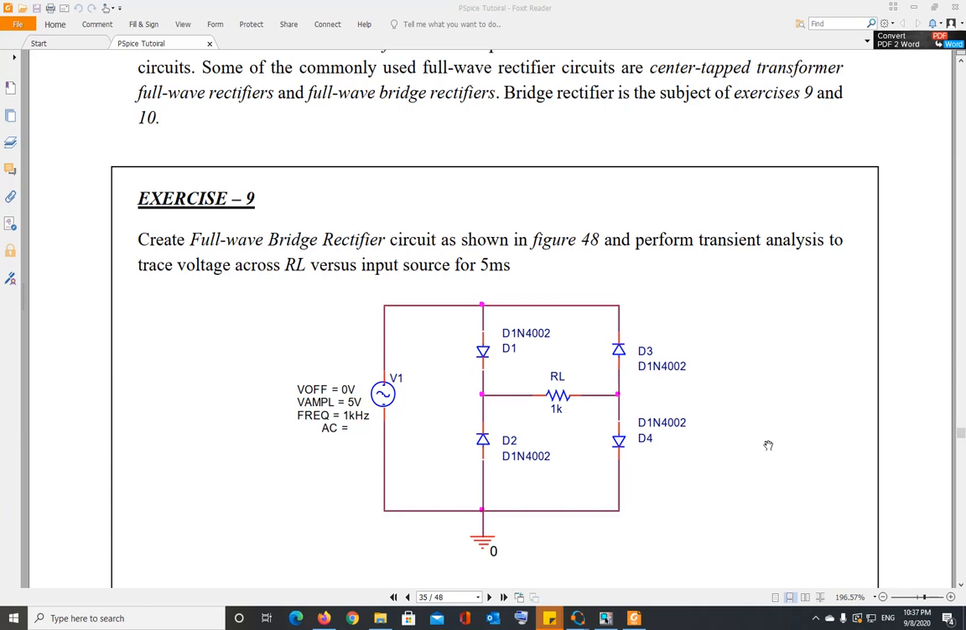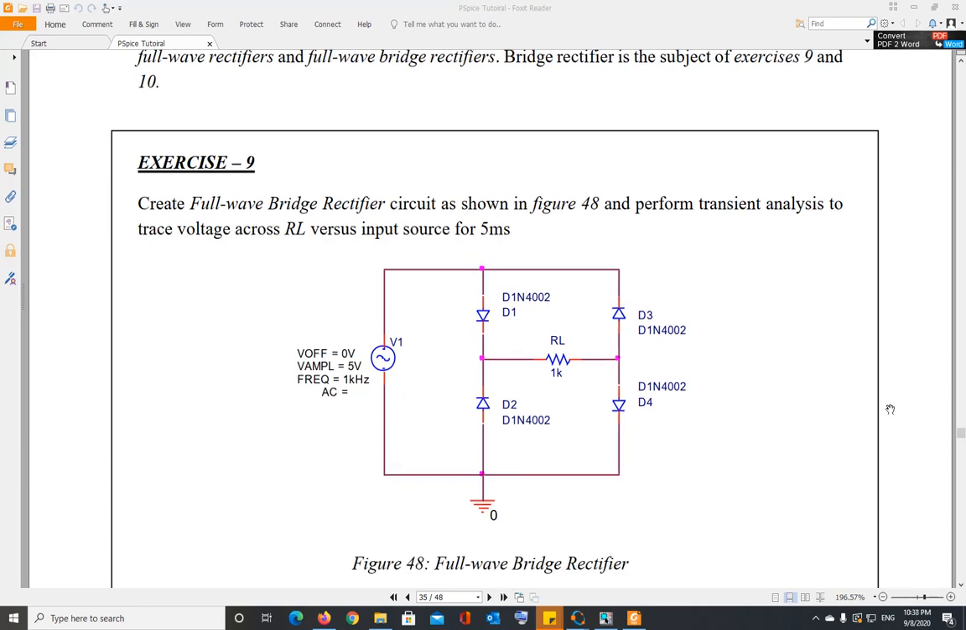The characteristic of a full wave rectifier circuit is that both the positive input voltage and the negative input voltage appear to be positive in the output. And hence it's a full wave bridge. So both waveforms, the positive waveform and the negative waveform, become positive at the output, and you have the complete rectification. So this is a full wave bridge rectifier.